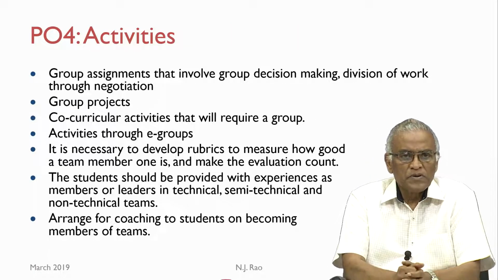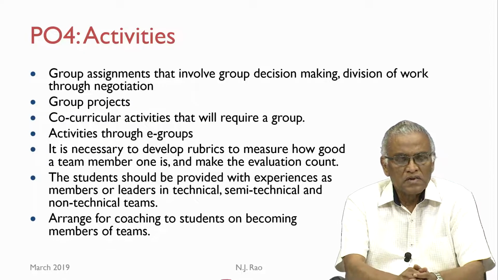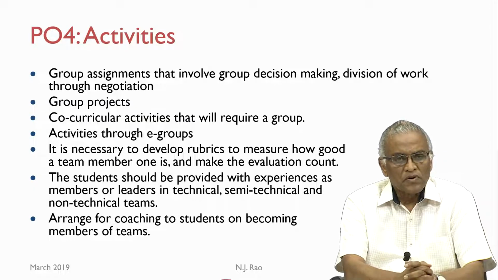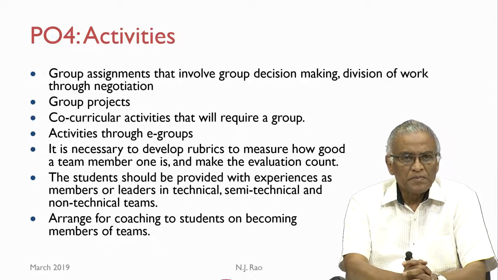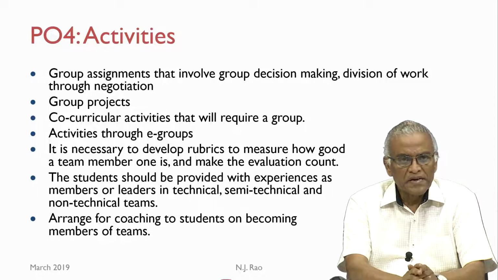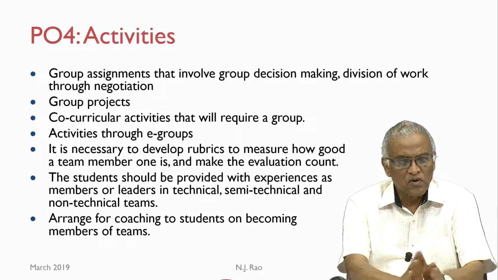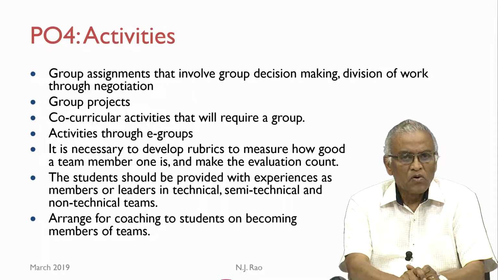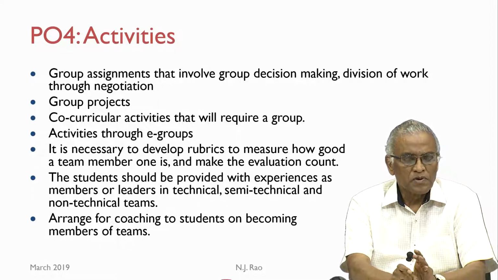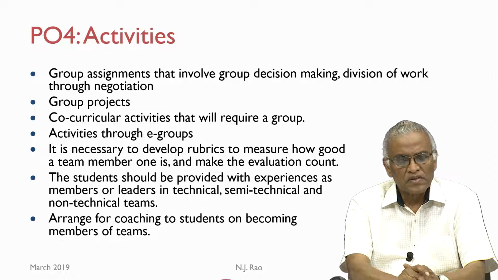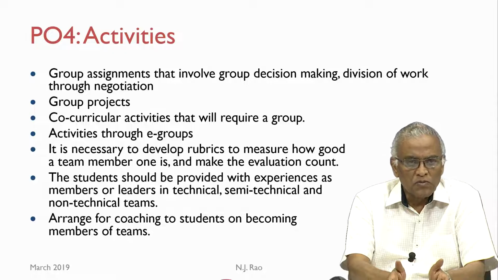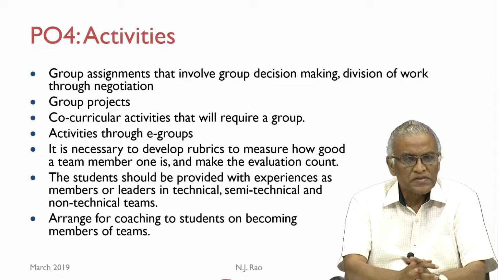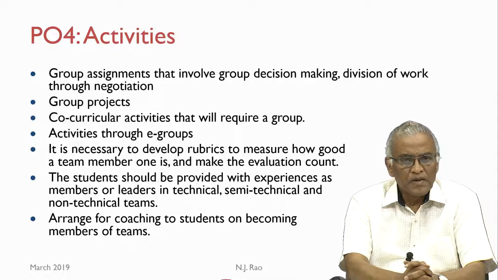And what are the possible activities that you can organize in a program to attain this outcome? One can give group assignments that involve group decision making, division of work through negotiation. That is one. Or just simply give a group project without stating anything. Co-curricular activities will require a group. Any co-curricular activity will generally involve a group of people working, and the group may be an e-group also. You are not directly interacting face to face, you have an e-group.